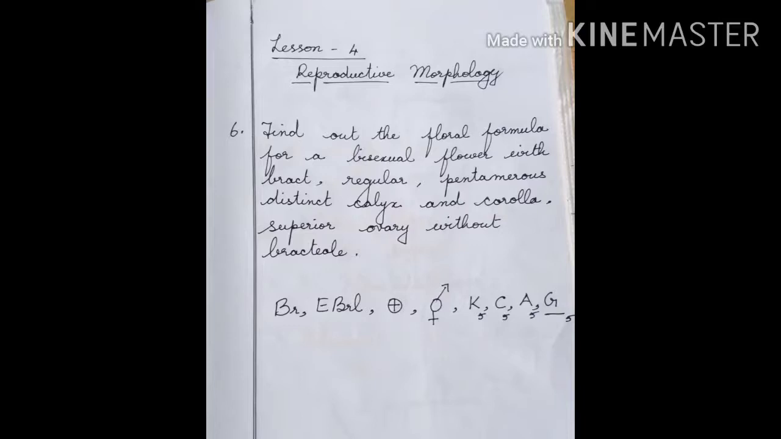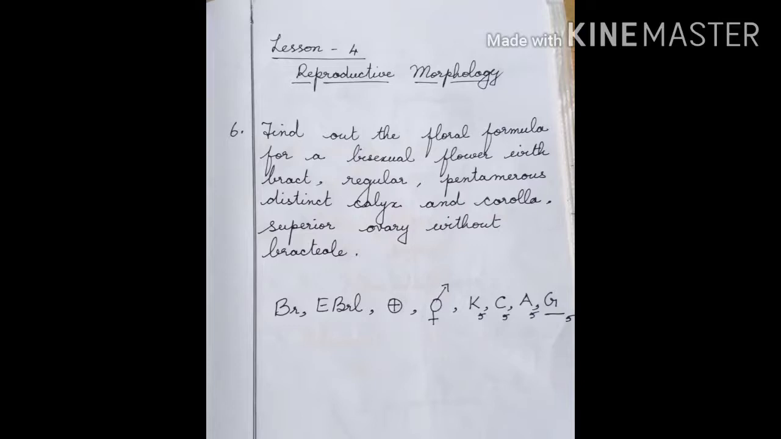EBRL is Br, and that circle with plus sign is called actinomorphic, and it's bisexual. As we have mentioned, pentamerous for calyx, corolla, everything, we are going to give 5, 5, 5. And for the superior ovary, beneath the G we are going to put a dash, so that the gynoecium is on top of the dash. This is the answer for question number 6.